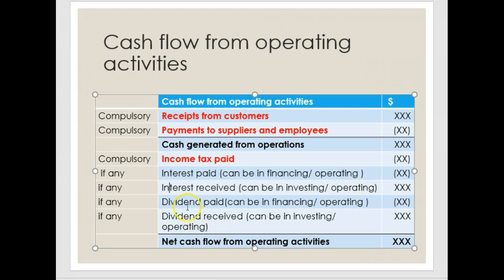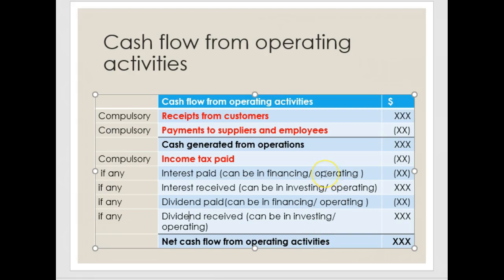And then you have dividends paid. Dividends paid can either be in financing activities or operating activities. And lastly, we have dividend received. It can either be an investing activity or operating activity. So it all depends on the question. Read the question carefully and see whether they tell you where to put all these items.